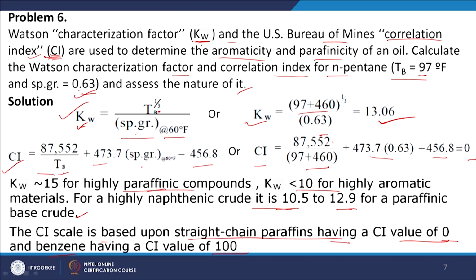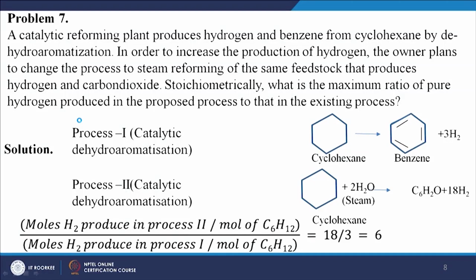Once it is becoming 0, that indicates that it is a straight chain paraffin. And now, we compare n-pentane, it is a normal, straight chain, and pentane is a paraffin. So, now it is solved, and by the value of the Ci and Kw we can predict what type of compound it is.